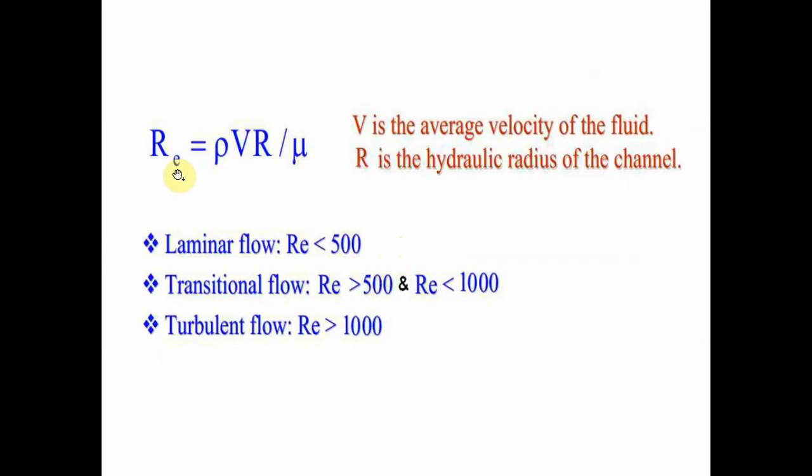So here the Reynolds number is equal to rho into V into R divided by mu, where V is the average velocity of the fluid that will be flowing, and R is the hydraulic mean radius of the channel. Therefore, laminar flow is when Re is less than 500, then transition is when Re is greater than 500 and less than 1000, and turbulent is when Re is greater than 1000.